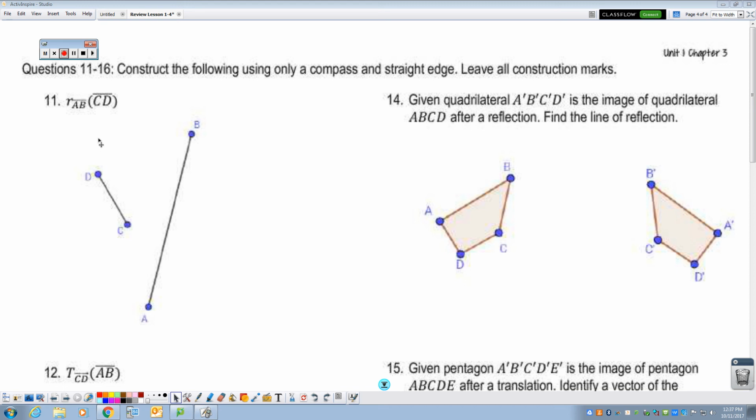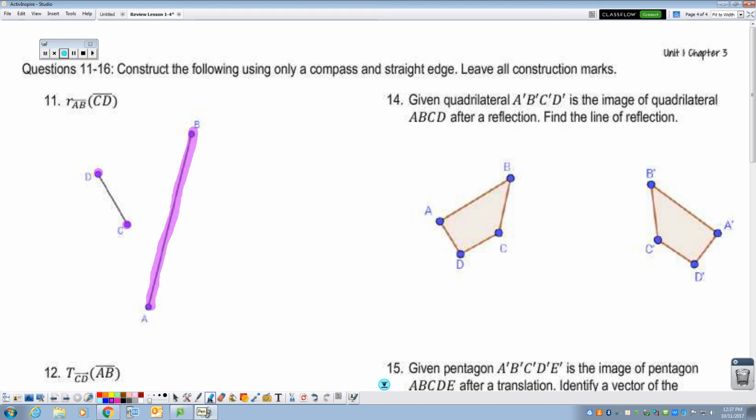Okay, so the first thing we need to be able to do is read the notation. So the first question asks us to reflect segment CD across segment AB. To do the reflection, we need to remember that the line of reflection is the perpendicular bisector of the segment connecting image to pre-image. So we need to make some perpendiculars from C and D.